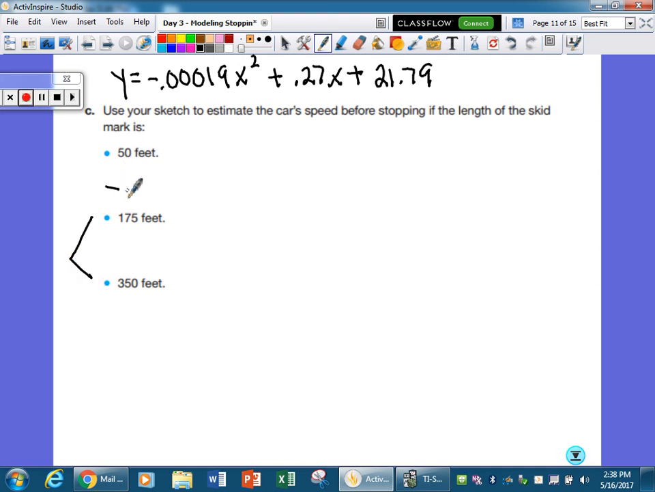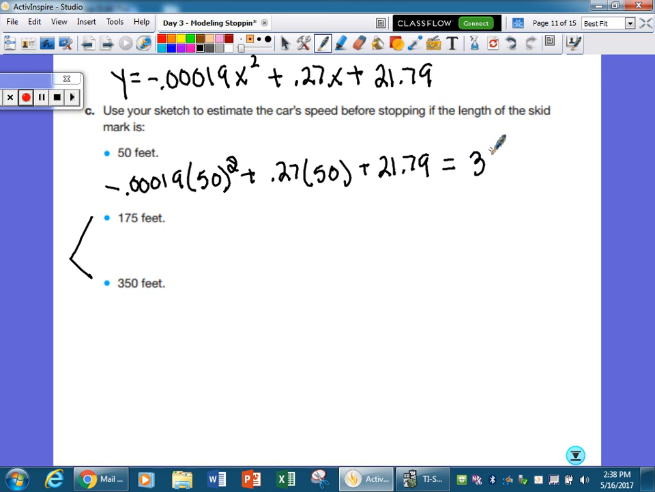So negative 0.30, and then parenthesis 50 squared, plus 0.27 and then parenthesis 50 plus 21.79, and you should get about 34.82. Now try it with 175 and 350. Yes, you need those parentheses also.